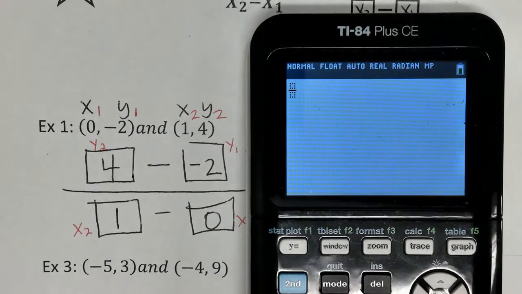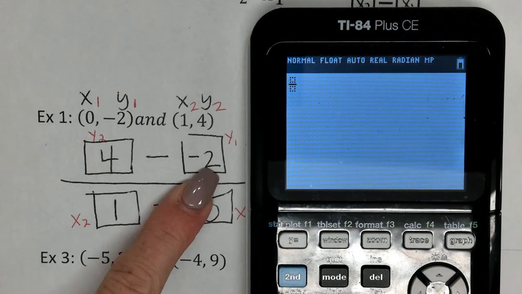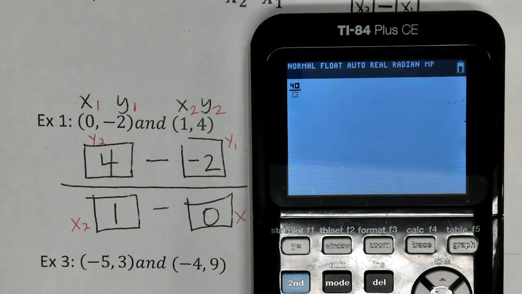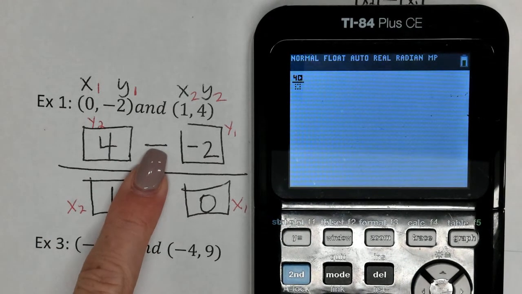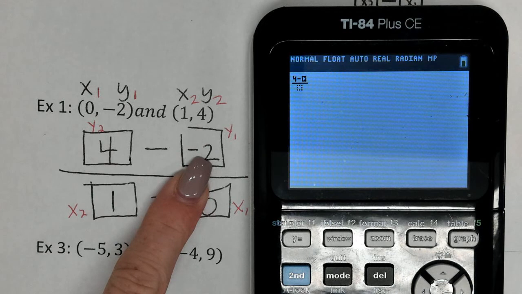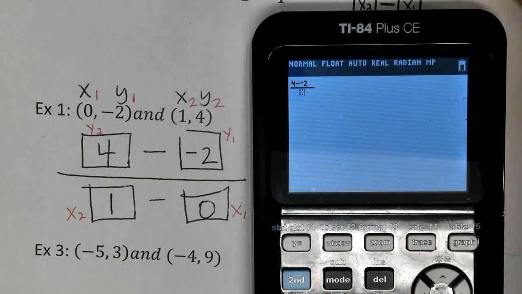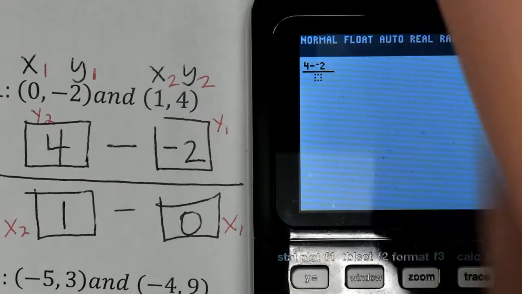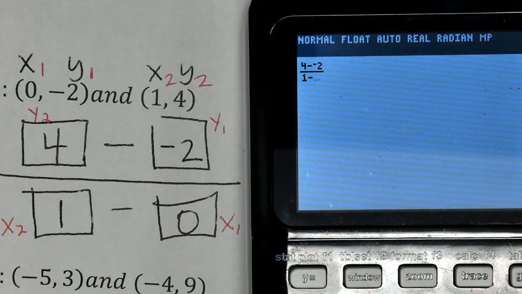Now, the biggest mistake students make is they forget to put a negative sign. So what does this say? 4, what is this? Minus, now what? It's not a 2. Negative 2. Okay, now tab down. What am I going to put at the bottom? 1. Minus 0. Hit enter.